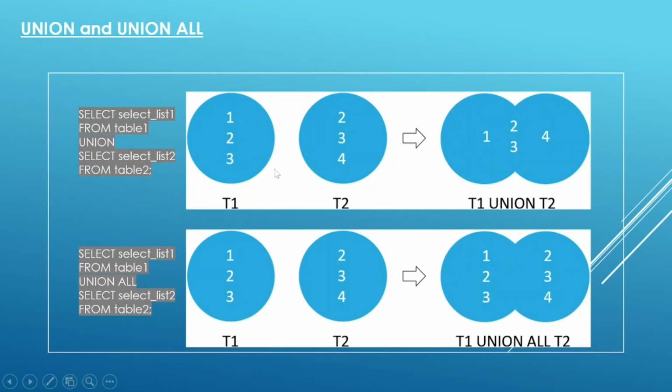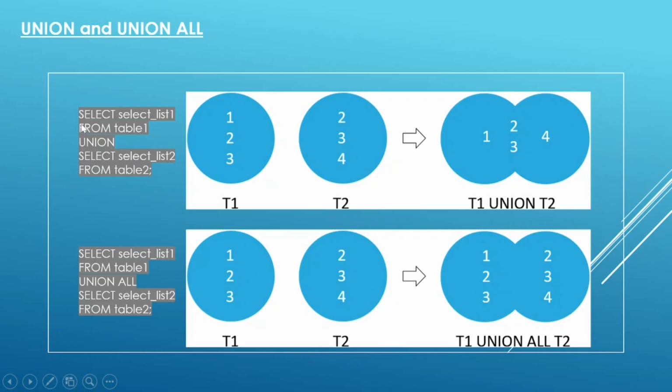In this Venn diagram, you can see that when you use union, let's say table 1 has rows 1, 2, 3 and table 2 has 2, 3, 4. After removing the duplicates 2 and 3, it will give 4 rows as output. However, when you use union all, you will see that 1, 2, 3 and 2, 3, 4 will all come in the output. So that would be 6 rows.